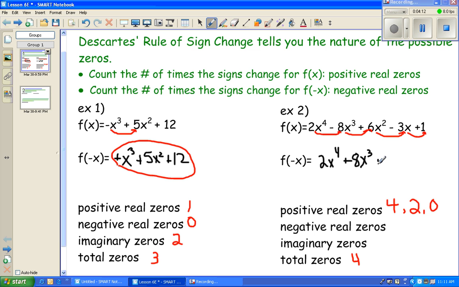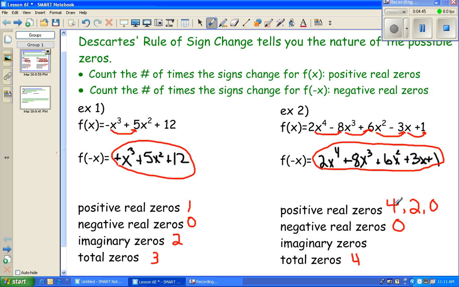A negative to an even power will stay whatever it was, which in this case was positive 6x squared. A negative times a negative is positive 3x. And then we have plus 1. Okay, so we need to figure out what f of -x is, and then we're going to count our sign changes. So positive, positive, positive, positive. There are no sign changes on this one, so we have 0 here.